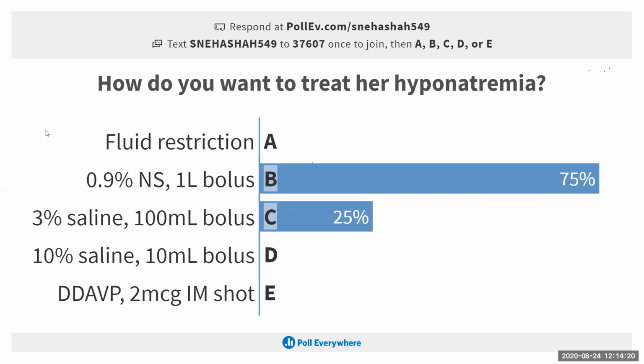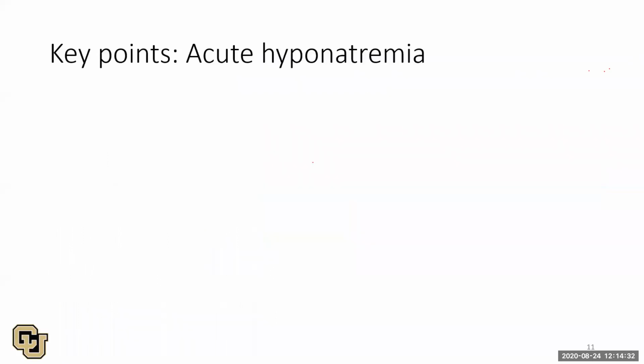There are a few more questions coming up, but the correct answer to this question is actually 3% saline, 100 milliliter bolus. And let's talk about why. So the key points here are that this patient has acute hyponatremia. She was acting normally, was fine until she went clubbing, and then she was acutely confused.